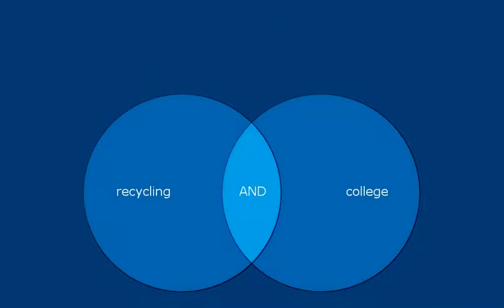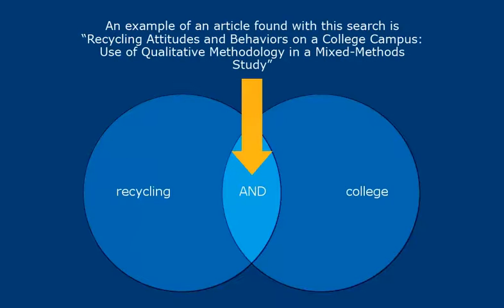It's helpful to think of it like a Venn diagram, where one circle is the results you'd get from just searching recycling, and the other is the results you'd get from just searching college. The AND comes in where they meet and overlap in the middle. This is usually where you will find the results that are most relevant to your topic.